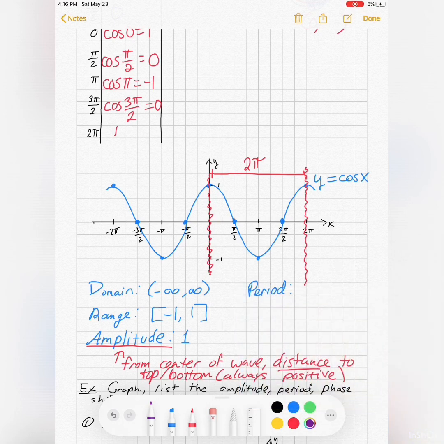Now, I could measure, you know, from something else, pick a different color. Like if I picked this valley, say, then to the next valley, I should have that same period. Pi plus pi, you can see the period is again 2 pi. So no matter how I look at it, the period is 2 pi.